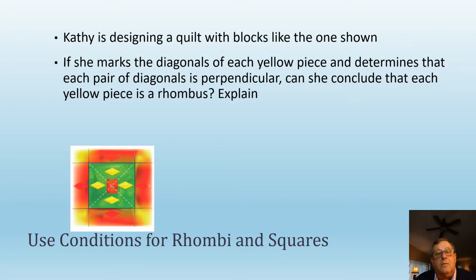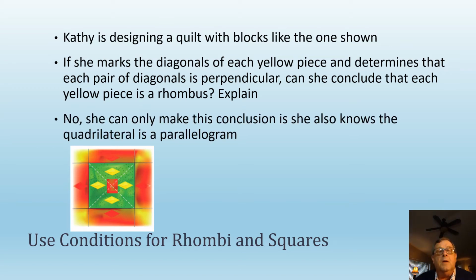Now it's a quadrilateral. The yellow pieces all have four sides. I see that. So what's my conclusion here? Well, no, she can only make this conclusion if she also knows that the quadrilateral is a parallelogram. And I don't really know.